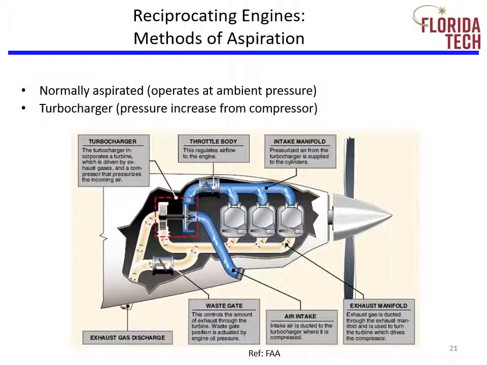There are two methods of aspiration: normally aspirated like the Piper Cherokee 6, and turbocharging like the Piper Navajo. The turbocharger is a turbine-driven forced induction device that increases an internal combustion engine's efficiency and power output by forcing extra compressed air into the combustion chamber. This improvement over a normally aspirated engine's power output is due to the fact that the compressor can force more air and proportionally more fuel into the combustion chamber than atmosphere alone.